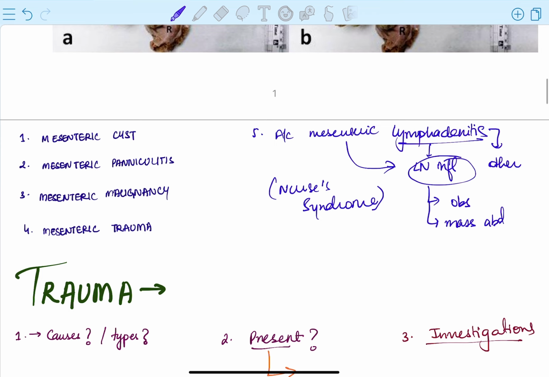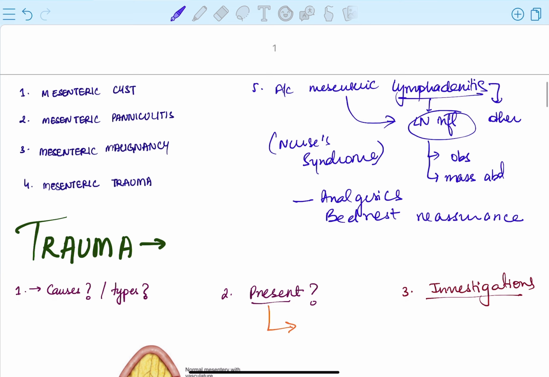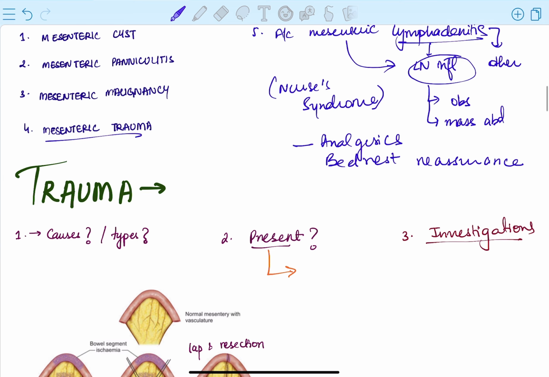The only treatment for this is, if there is pain, you have to give analgesics, and then you have to give adequate bed rest and reassurance. If there is severe obstruction, you can also go for laparoscopy and do some appendicectomy, right? Now we are going to start with mesenteric trauma.